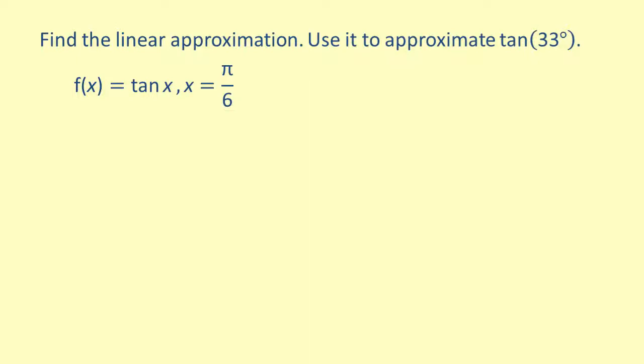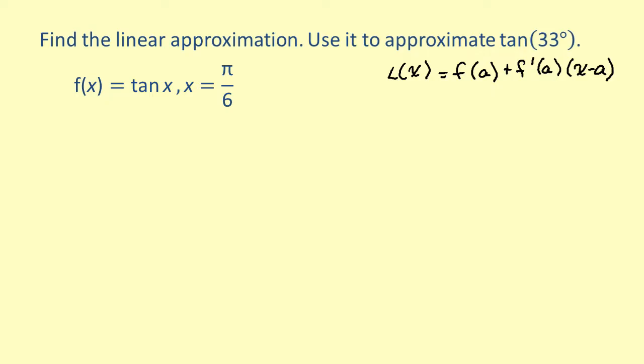In this problem, we want to find the linear approximation for f of x equals tangent x at x equals pi over 6, and use it to approximate the tangent of 33 degrees. The formula for the linear approximation is L of x equals f of a plus f prime of a times the quantity x minus a, where a is the angle we are approximating at.